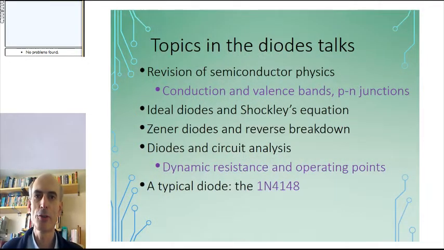Most of the diodes that we'll be using are based on the PN junction that we've seen before. And I'll quickly revise the key features of that type of diode before we start looking at the applications. This will also allow us to introduce the concept of an ideal diode and Shockley's equation. Shockley's equation is a bit like Ohm's law for diodes. It gives the relationship between the voltage across the diode and the current flowing through it.